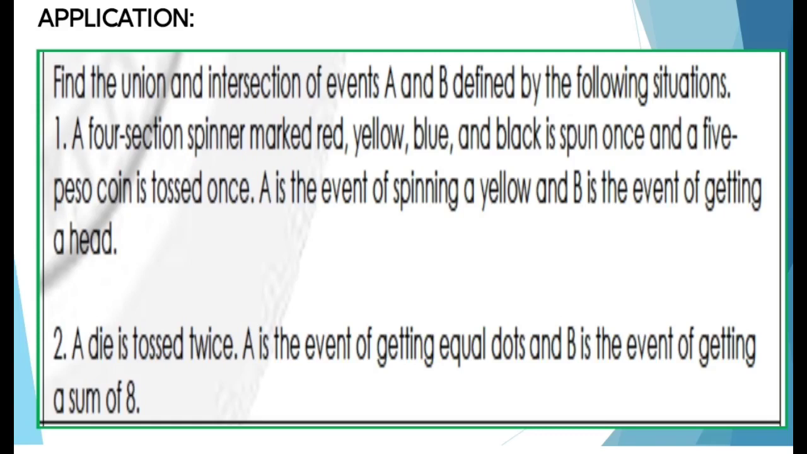Now, we're going to do a simple application. Find the union and intersection of events A and B defined by the following situations. A. A four-spinner marked red, yellow, blue, and black is spun once and a 5 peso coin is tossed once. A is the event of spinning a yellow and B is the event of getting a head. B. A die is tossed twice. A is the event of getting equal dots and B is the event of getting a sum of 8.